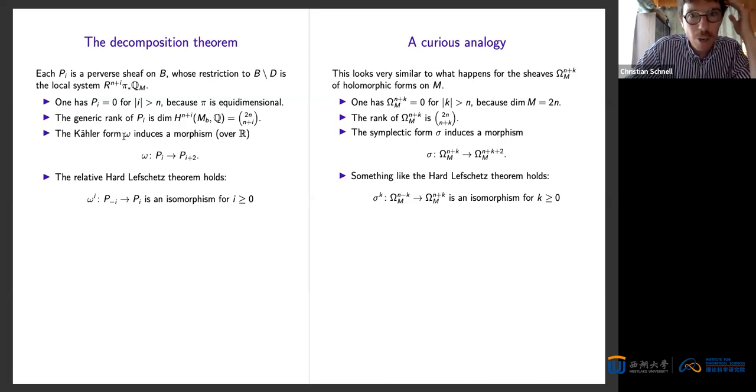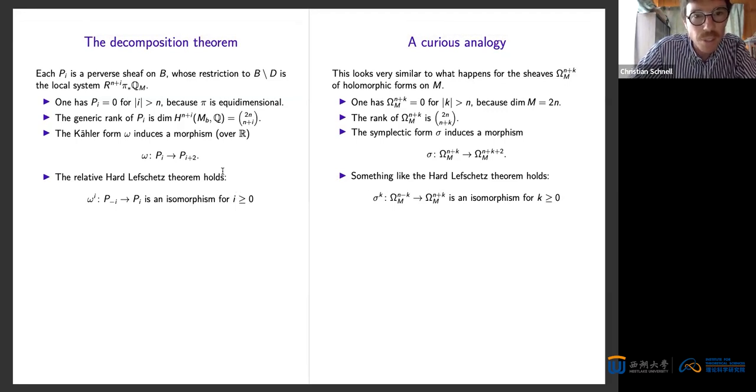Wedge product with the Kähler form has an analog because I can take wedge product with the symplectic form. That also increases the holomorphic degree by 2. And then the really strange, really curious thing is there's an analog of the Hodge-Lefschetz property. If I take the wedge product with sigma, I get an isomorphism between forms in degree below n and forms in degree above n, which formally looks exactly like this Hodge-Lefschetz property over here. Stuff below the middle and stuff above the middle is isomorphic.